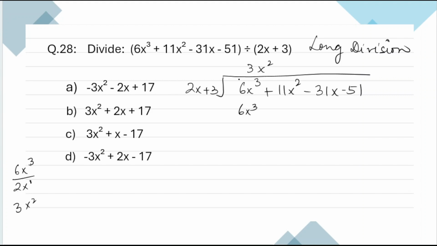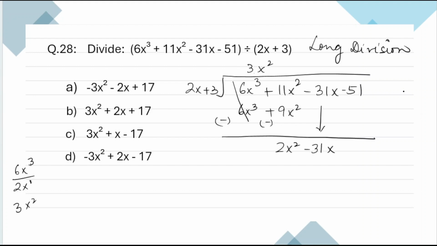So 2x multiplied by 3x square gives me 6x cube. Now I will multiply 3 with this term, 3x square. So that's 9x square. Now we will subtract. Change the signs because we are subtracting. 6x cube minus 6x cube is 0. So cancel. 11 minus 9 is 2x square. Bring the next term down, 31x. Now again, pick the first term, 2x square, and divide by the first term of the divisor, 2x. Okay, it's x square, sorry.